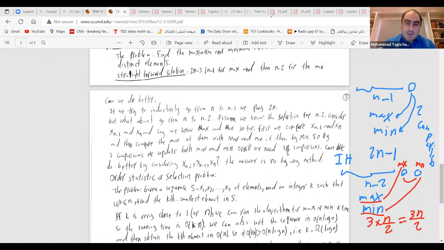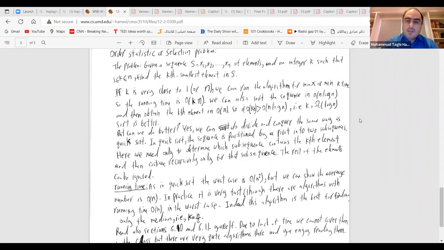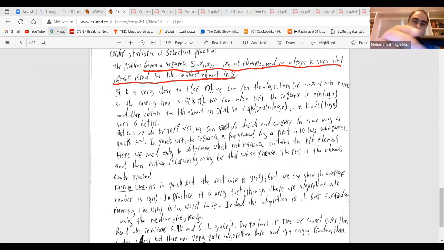Now let's see a more general problem. So what is the more general problem that we want to solve? This is the problem: given a sequence x1 to xn of elements, and an integer k between 1 and n, we want to find the k-th smallest element in S.